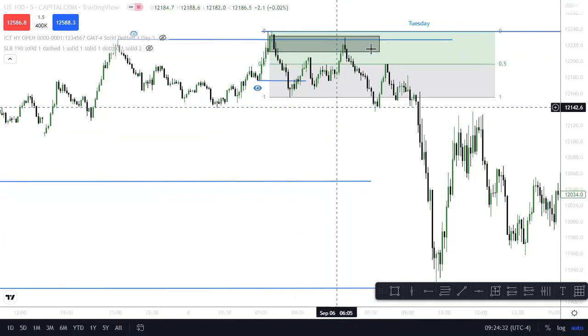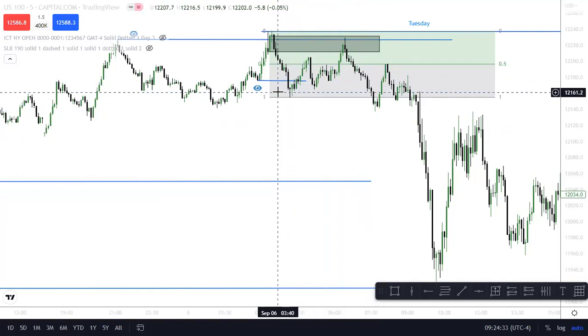So now take a look at this fractal. Inside our dealing range, we now have a short-term high.